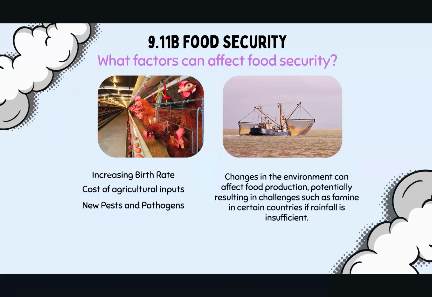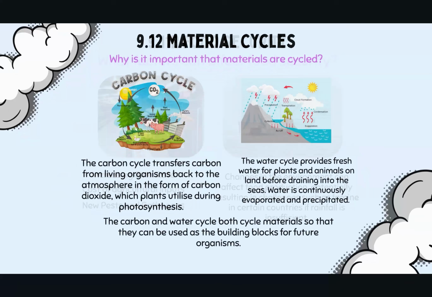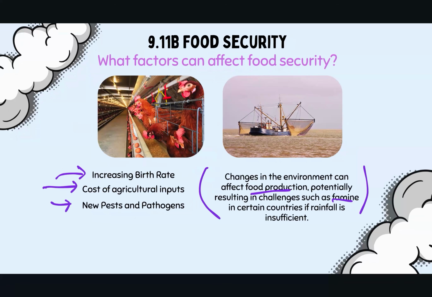So some of the things that are being done, we have an increasing birth rate. So we do have a higher population. So we do need to secure our food. Agricultural input is becoming more expensive and there's new pests and pathogens. So changes in the environment can affect food production, potentially resulting in challenges such as famine in certain countries if rainfall is insufficient.